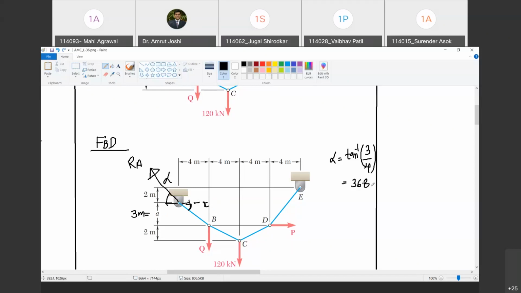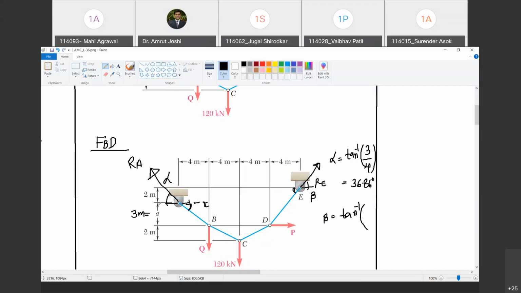Happy? Yes, sir. Now, what else should be drawn? I have to show here reaction at E. Do you agree with me? Yes, sir. And let us say this makes an angle beta with the horizontal. So this angle is also beta. So can you tell me how much is beta? Beta is tan inverse of, bolo.